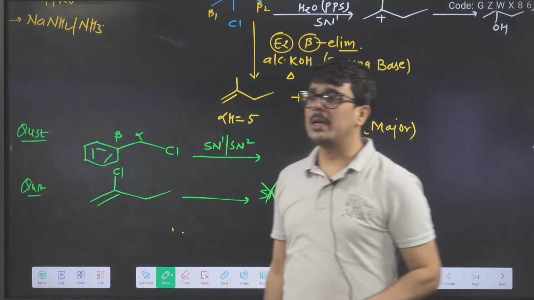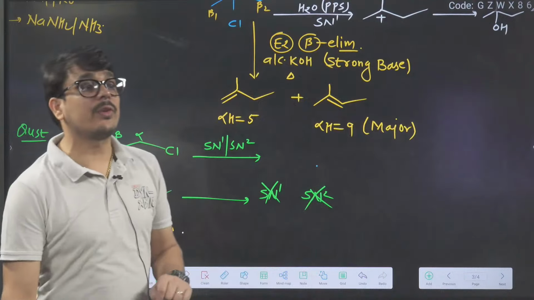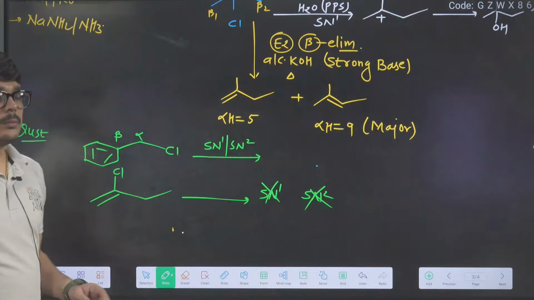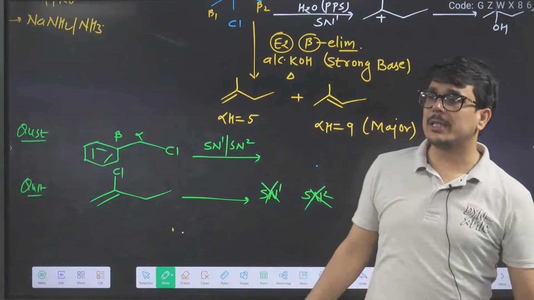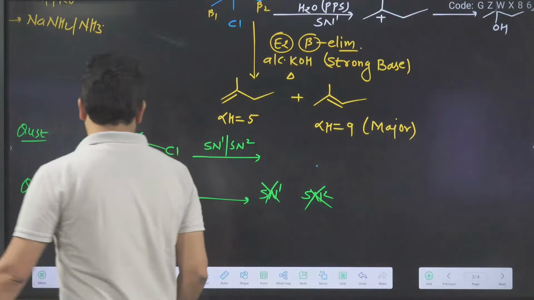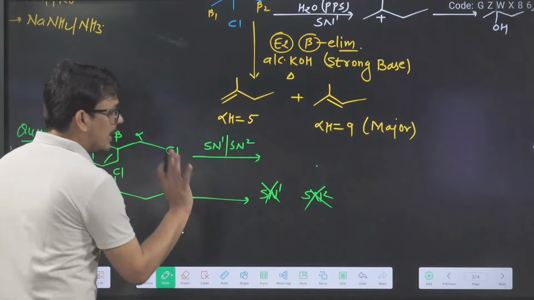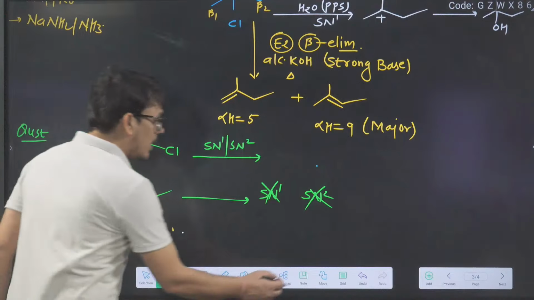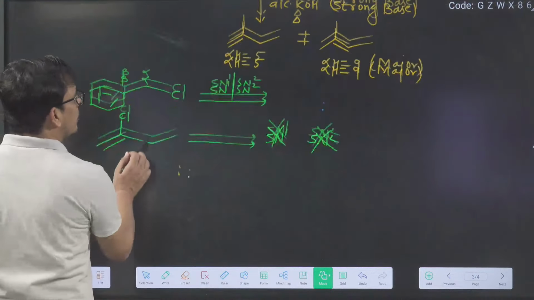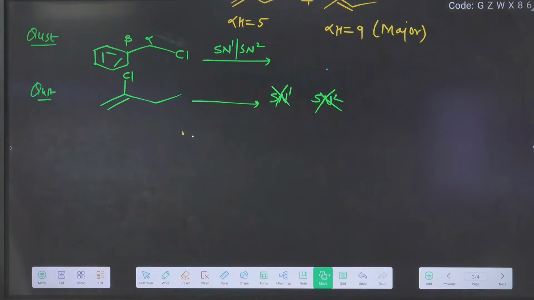Elimination is possible here, but is that easy to proceed or difficult to proceed? Difficult to proceed. Clear to everyone, yes or no? But in this case, I can clearly say SN1 or SN2, both of them are not possible. Clear to everyone, yes or no?